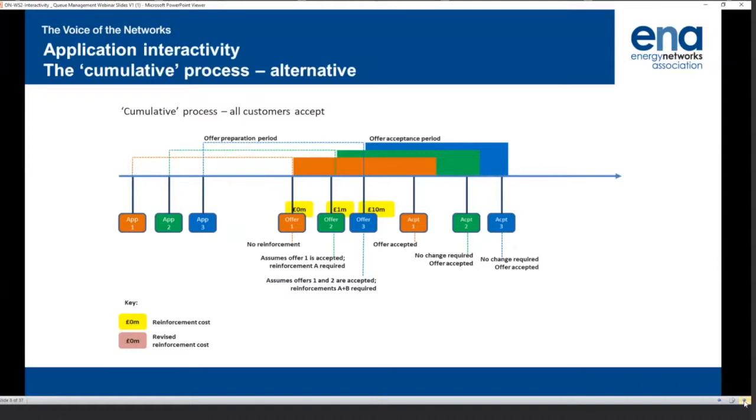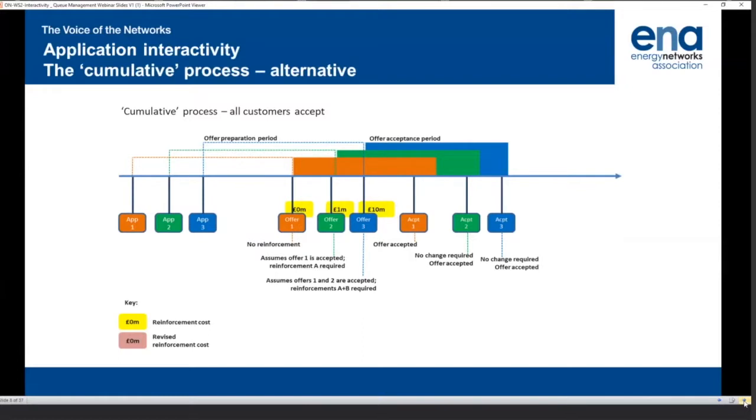So as you can see, this is the bad news first approach. Then when offer 3 is issued, offer 3 is issued on the basis of offers 1 and 2 having already been accepted, and they get shown this nominal £10 million reinforcement in offer 3. And this is why this is a bad news first approach. It's potentially got benefits to customers, because customers can see the worst case scenario up front.